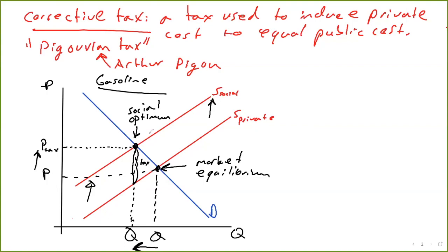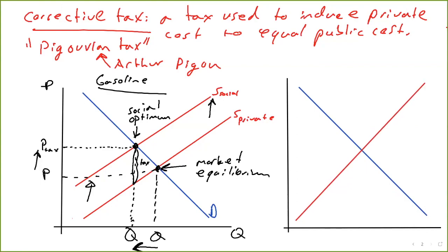So that's really all you need to know about a corrective tax. If you can identify the difference between the social cost and the private cost, set the tax equal to that amount, and then let the market do its thing once that tax is applied.